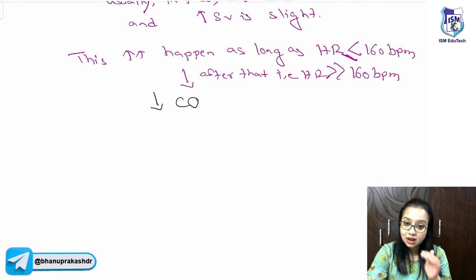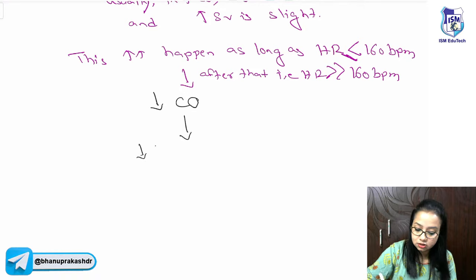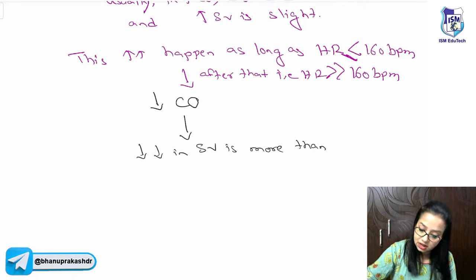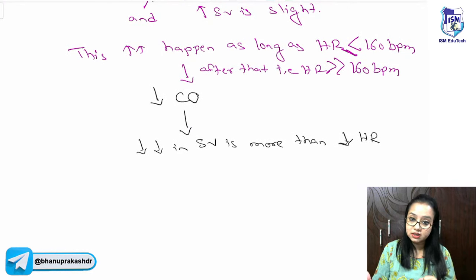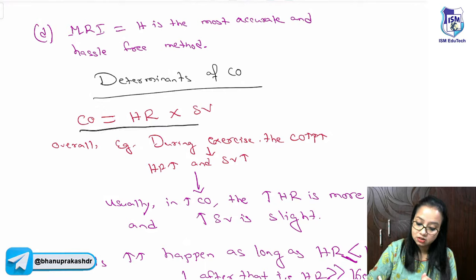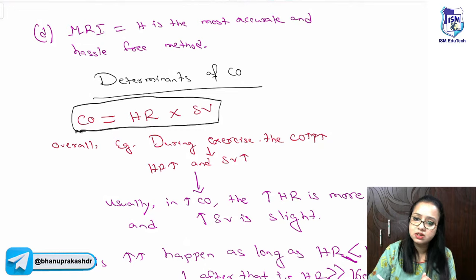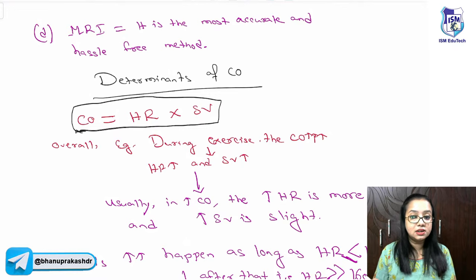Now, when the cardiac output starts falling, what happens here? The drop in stroke volume is more than the drop in heart rate. So, what do we have to remember? When the cardiac output is increasing, the heart is beating faster, and the heart rate is increasing more than the stroke volume is increasing. Cardiac output is the product of the heart rate and stroke volume. So, an increase or decrease in the cardiac output goes with an increase or decrease in the heart rate, true. But when the cardiac output is increasing, the heart rate is increasing more compared to the stroke volume. It's not that the stroke volume is not increasing. It is also increasing, but the heart rate is increasing more.